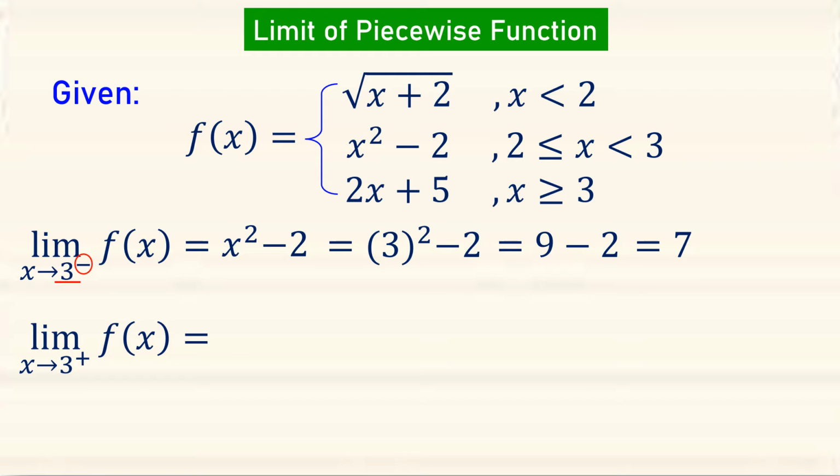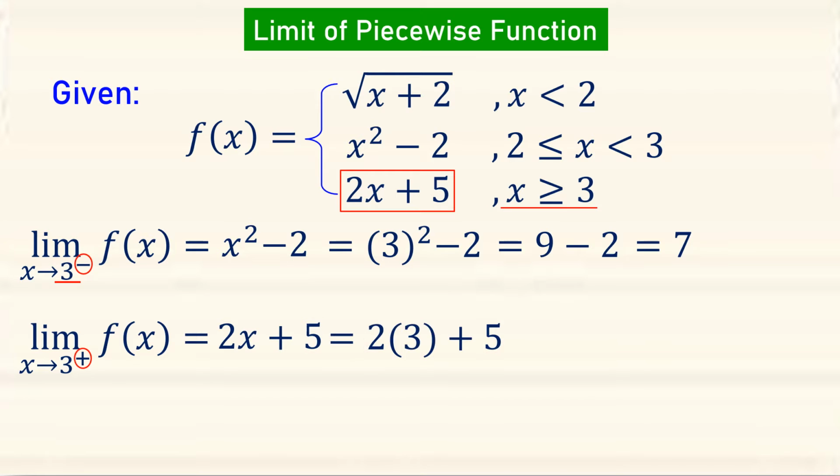Now let us determine the limit of f(x) as x approaches 3 from the right. So positive, the plus symbol. If it's positive, or from the right, we are going to have this one, x is greater than or equal to 3. So we are going to use 2x plus 5, and then substitute the value of x.